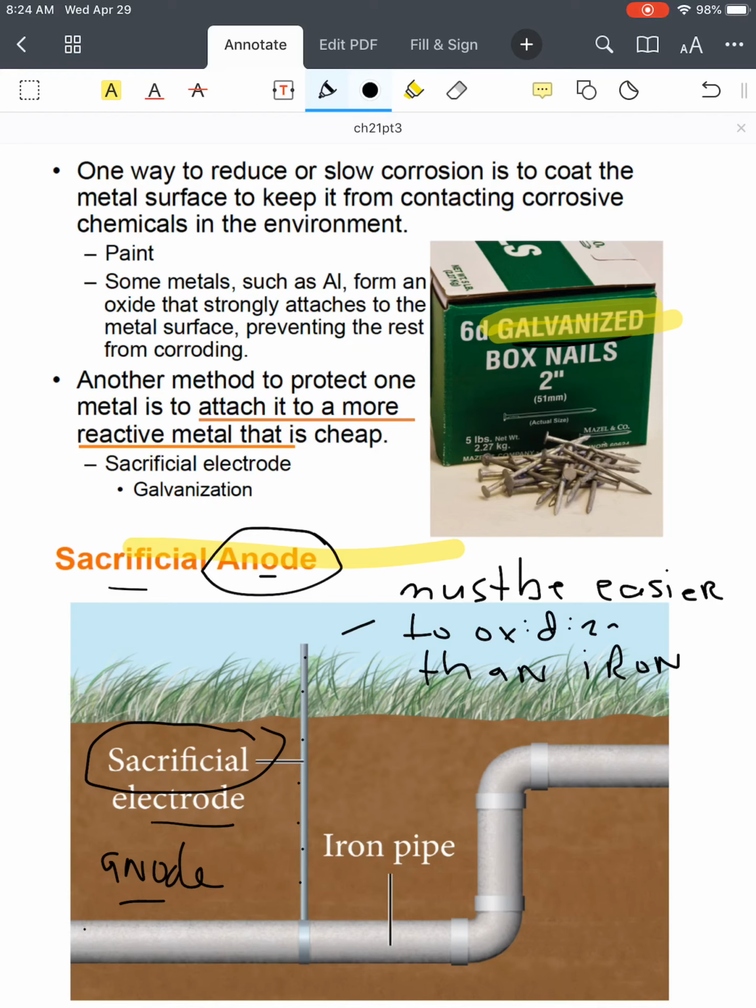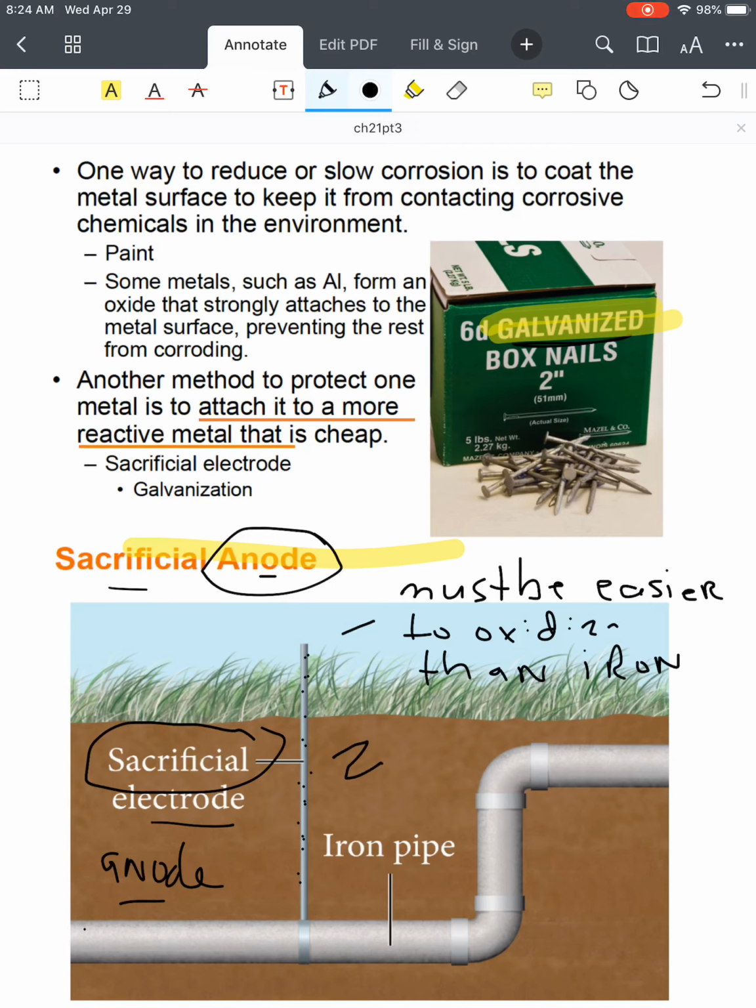Something has to get oxidized for the oxygen to be reduced, as we talked about on that previous slide. So why not make it an easily oxidizable and cheap metal that we make this electrode out of? That way we can protect our pipe and we don't have to dig it up every other year to replace a part because it's broken. So that's the use of a sacrificial electrode.